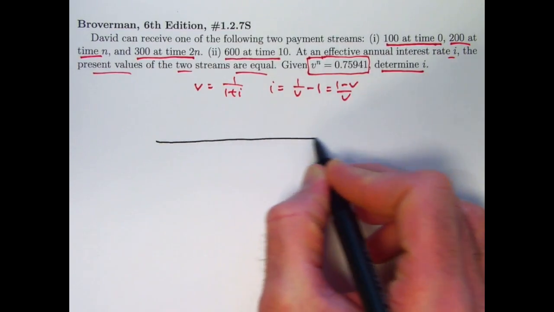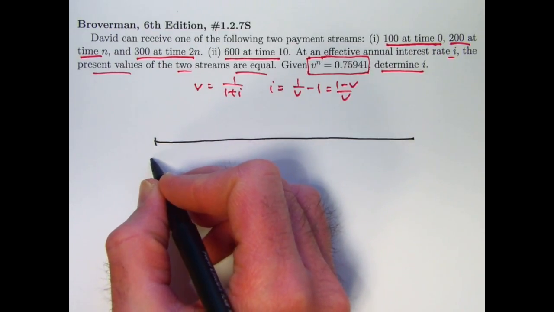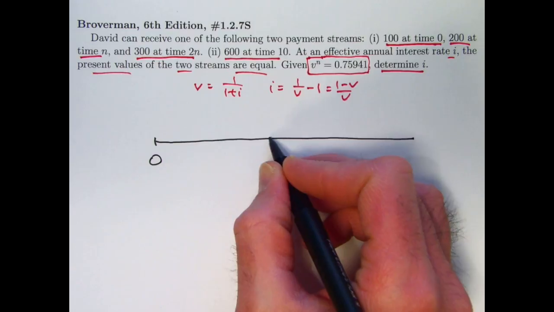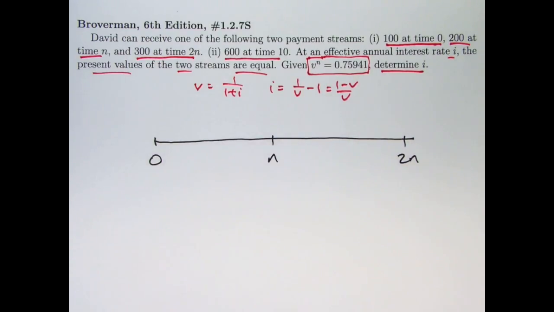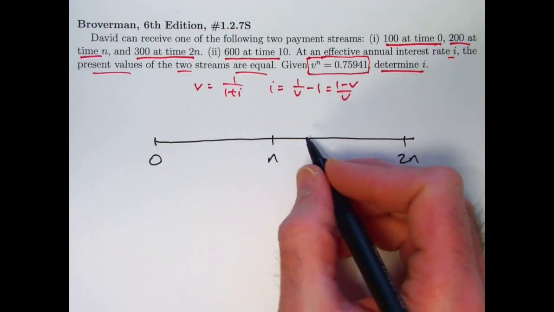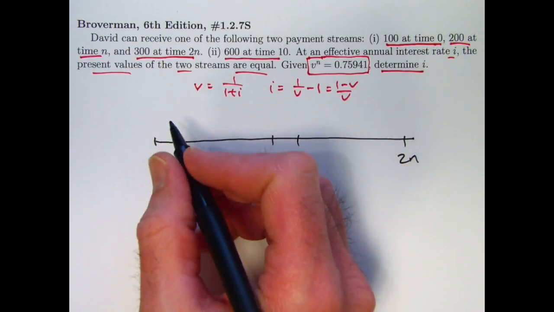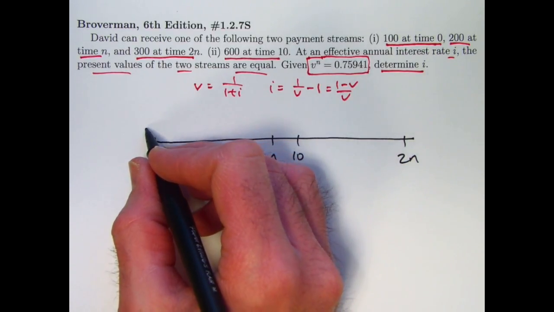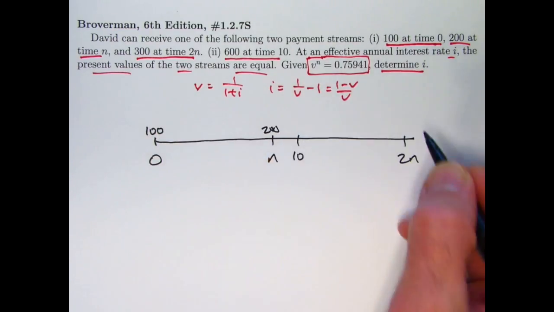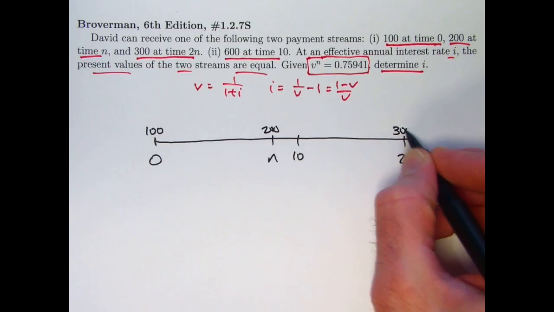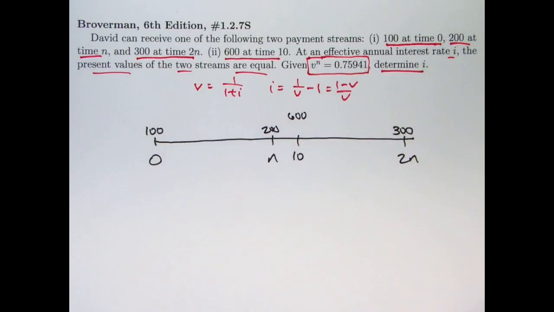This problem is simple enough, I think, that you don't really have to draw a timeline, but just as a matter of habit, I think I will, in case it's difficult for you to conceptualize. Here we are, time 0. Let's say here is time n, and here is time 2n. Where is time 10 in here? It's hard to say for sure. Maybe it's over here. Let's just pretend it is. All right, you've got these two income streams. The first one gives you 100 right now, 200 at time n, and 300 at time 2n. And the second one is just one payment of 600 at time 10.